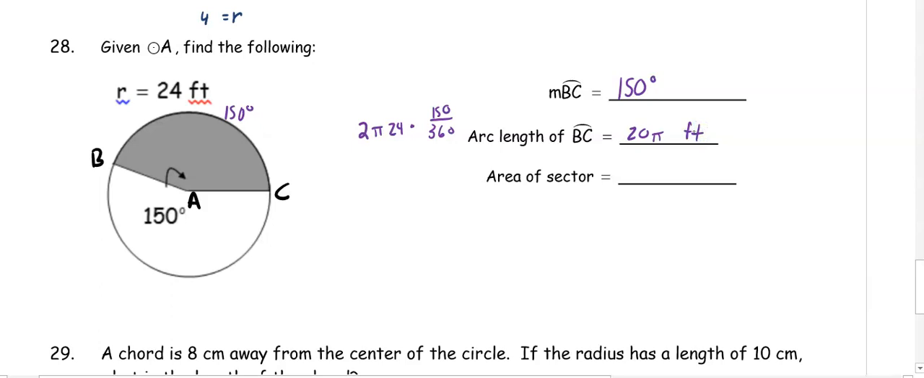For the area of the sector, we're going to do the area of the circle, so pi 24 squared times the measure over 360, because we only want part of the circle. So again, put in your calculator without the pi, 24 squared times 150 divided by 360 gets us 240 pi feet squared. Remember that area is always squared units.